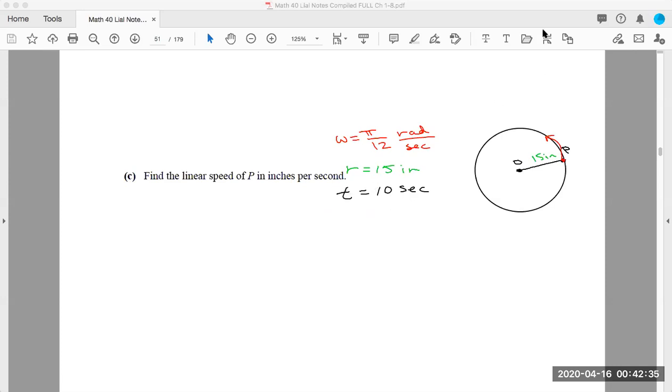So let's think about what our formulas could be at this point. We have that V equals S over T. And we also have V equals R omega. We have V equals R theta over T as well, which technically could be used in this case too. Give it a shot, see if you need some help, or you can just choose one of the 2 methods we're going to go over right here.